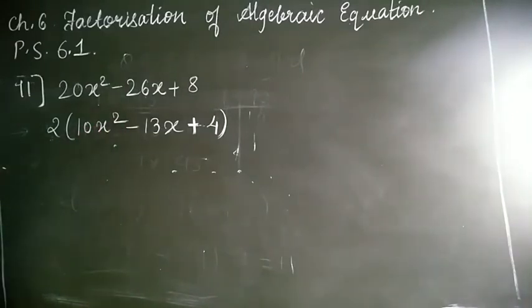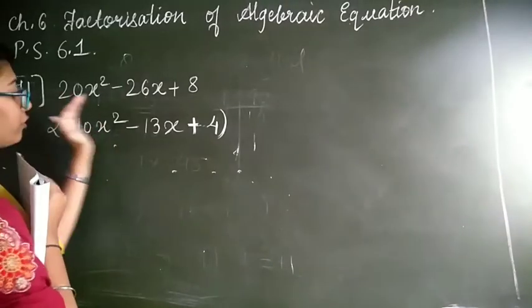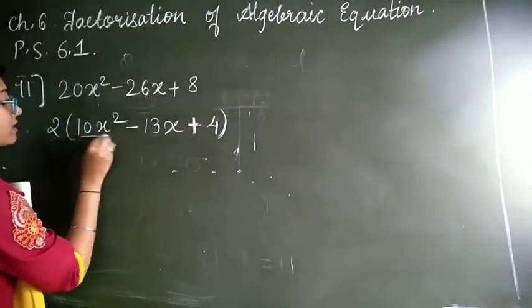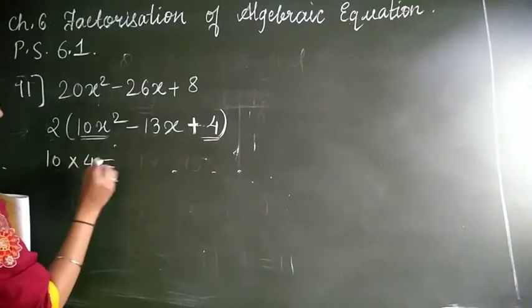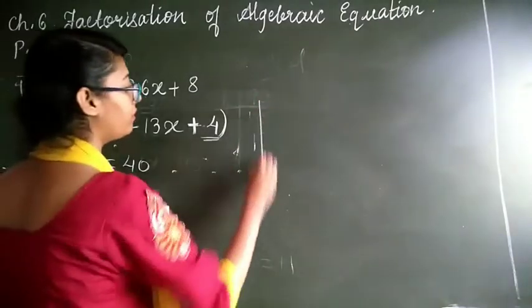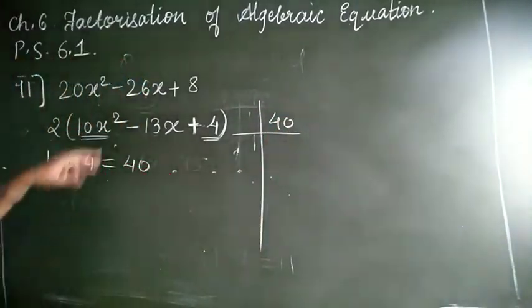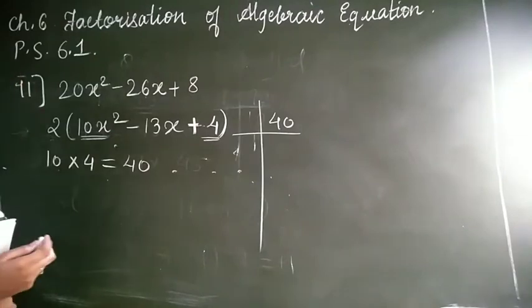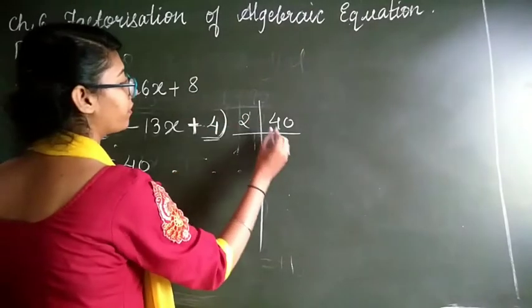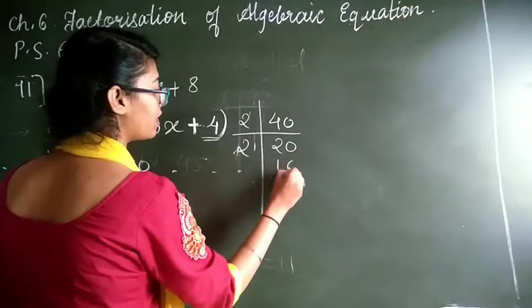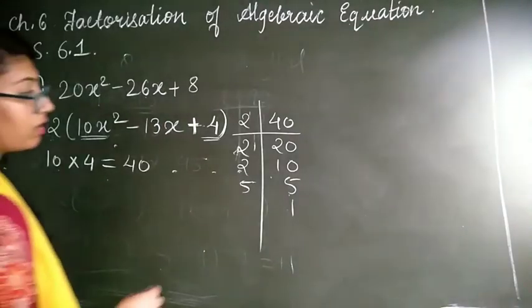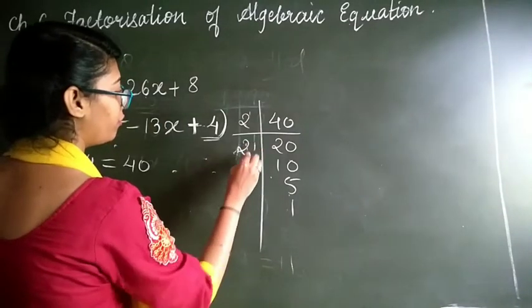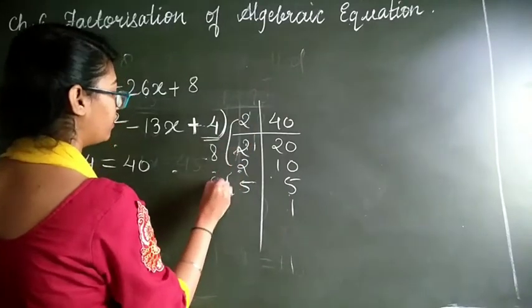Now we will find the factors. See, we have to focus only in the bracket. So this is the first term, this is the last term, means 10 into 4. 10 into 4 is 40. So we will find the factors of 40 whose addition or subtraction will be 26. So 2 2s are 4, 4 2s are 8, and 5.